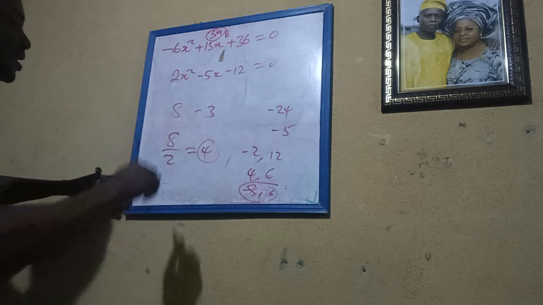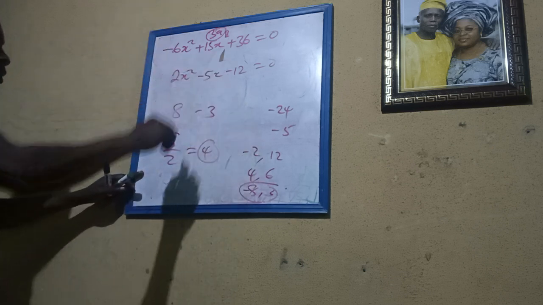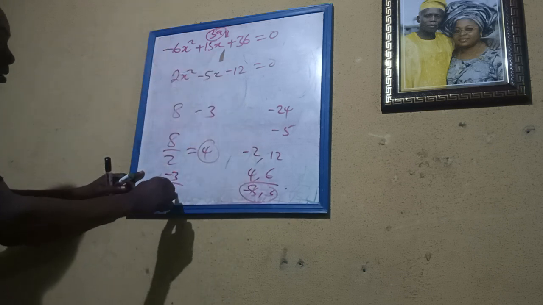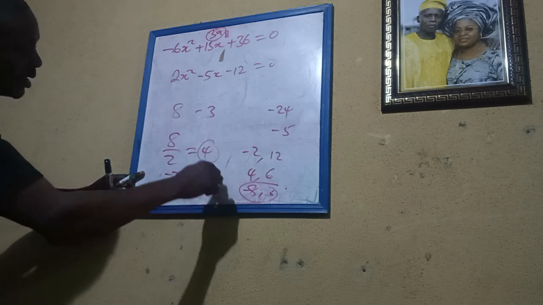And the second answer also, when it is a square like this, a quadratic, it has 2 answers. Meaning my second one is going to be what? Minus 3 divided by what? 2. These are your 2 answers: minus 3 over 2 and 4.